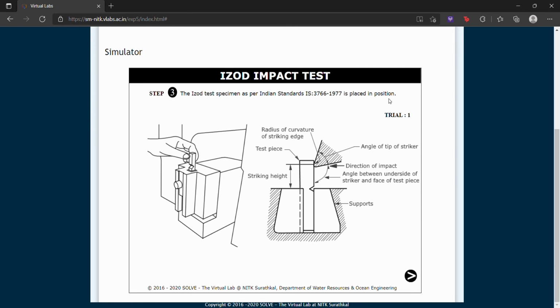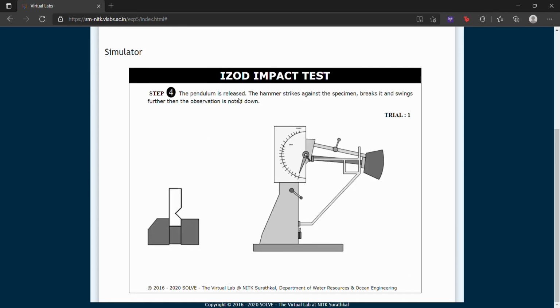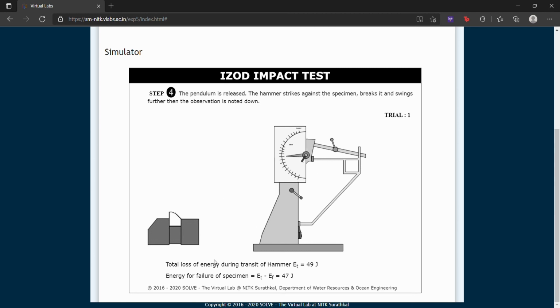Step 3, the Izod test specimen as per Indian standard is placed in position. Step 4, the pendulum is then released. The hammer strikes against the specimen, breaks it, and swings further. Then the observation is noted down.